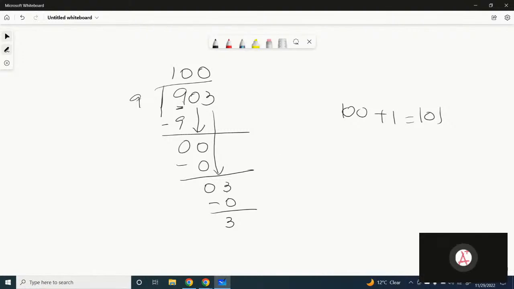Got it, Foma? Please answer. Be quick. 100 plus 1 equals 101 because in one van 9 people can be seated. So you are left with 3 people, and 3 people can sit in one van. So it would be 100 plus 1 equals 101.